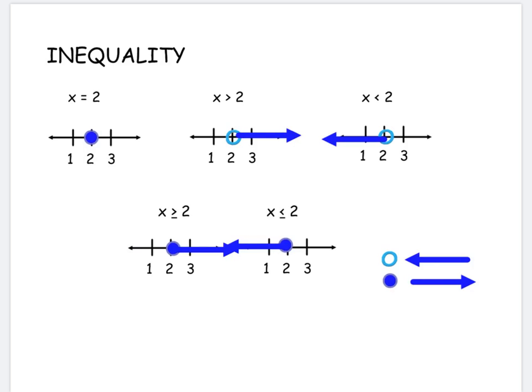The only difference between those graphs and the ones on the bottom is that the ones on the bottom row have the "or equal to" part. So because the "or equal to" part is there, the circle is filled in because it is part of the solution. So I could say for x is greater than or equal to 2, I could put a 2 in for x and say 2 is greater than or equal to 2.